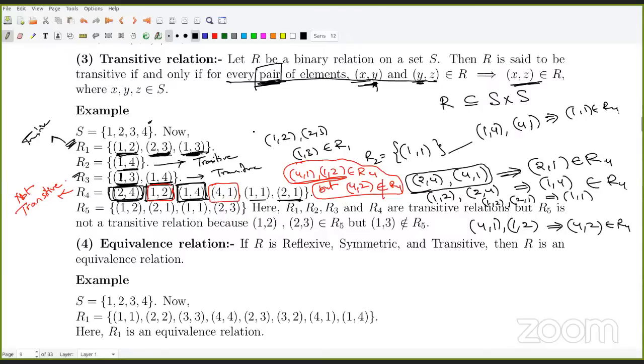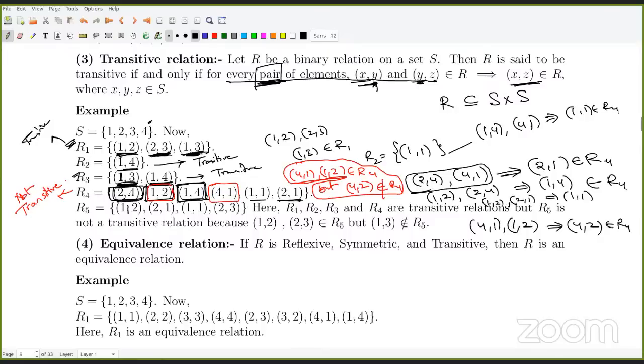Listen carefully. We are checking for every element in every relation. Sir, can you explain R3 again? See, in R3 you have to have pairs. For 1 comma 3, give me another element which starts with 3. If there is a pair, there needs to exist a third one which satisfies the transitive property. If there is no such pair, then we conclude that with respect to that element it is transitive by default, and we move to the next element.